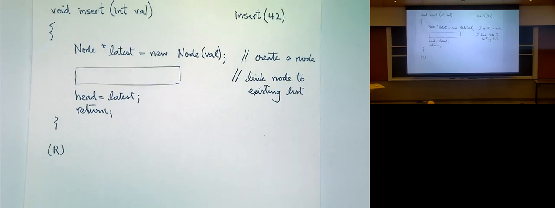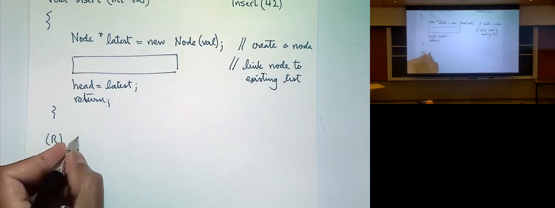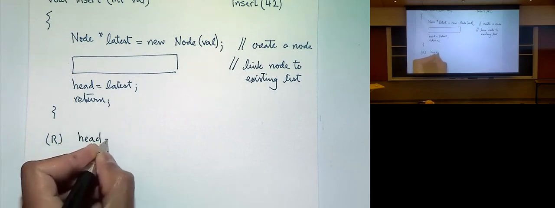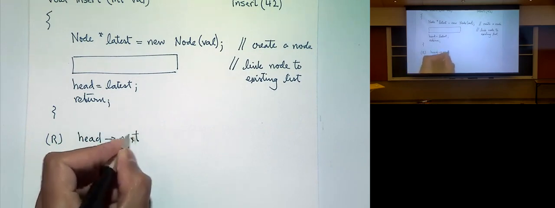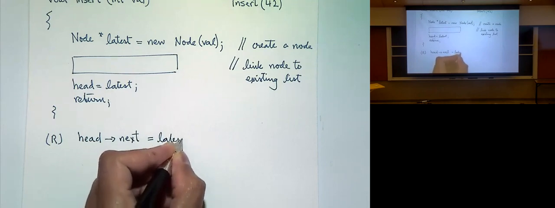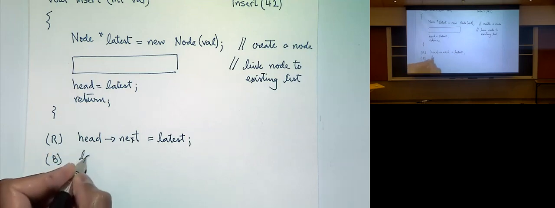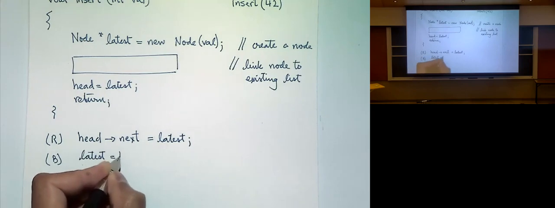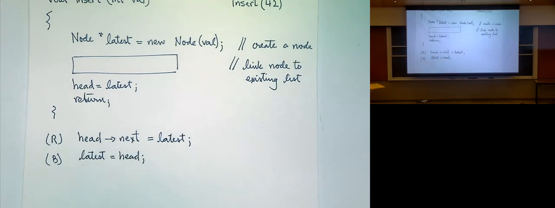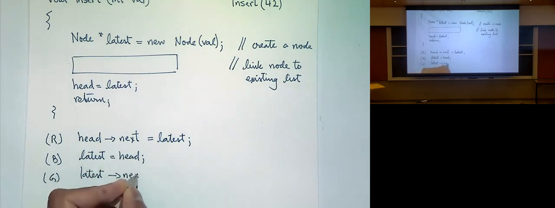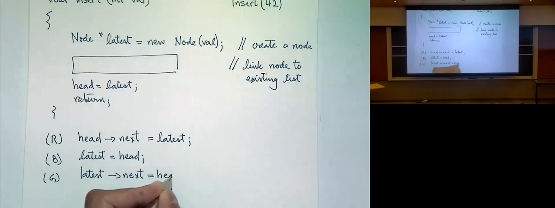Okay, so what is this going to be? Is it head arrow next is equal to latest? So that is option red, option blue is latest is equal to head, or option green is latest arrow next is equal to head.